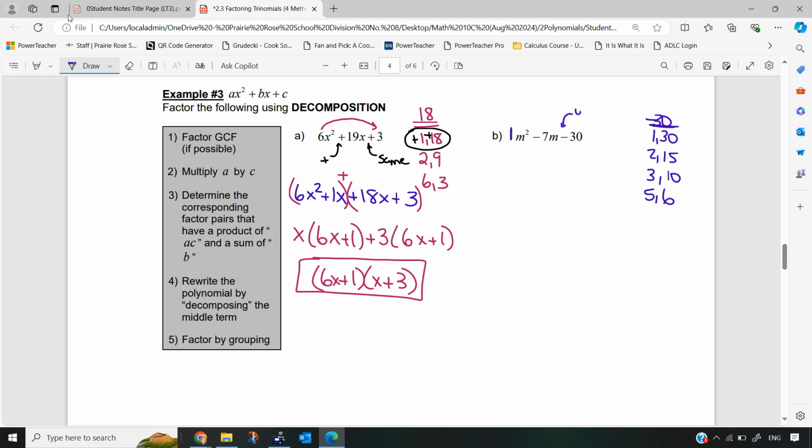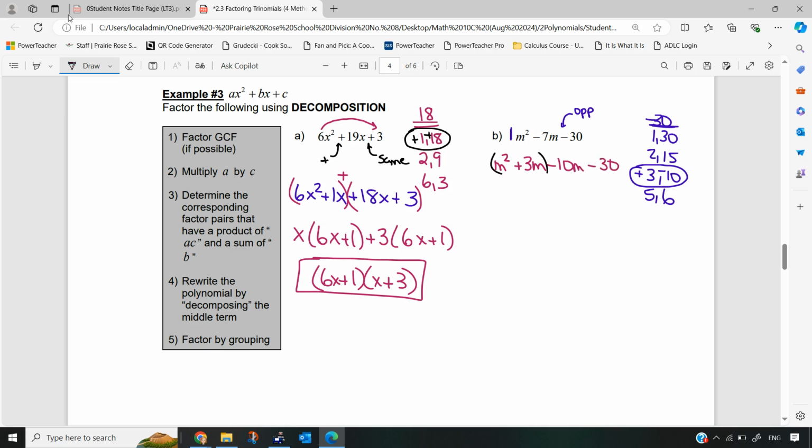Since my product is negative, that means I want opposite signs. And if I have a negative 7, that means my larger number is going to be negative. So taking a look at my factor pairs here, I'm going to be using 10 and 3. I want a negative 10 and a positive 3. Next step is to decompose the middle term. So I'm going to have m squared plus 3m minus 10m minus 30 to factor by grouping.